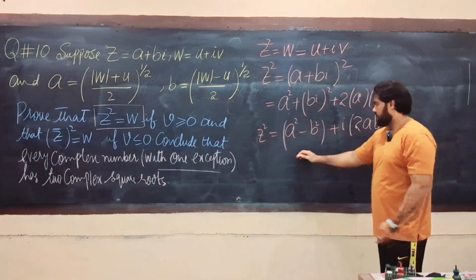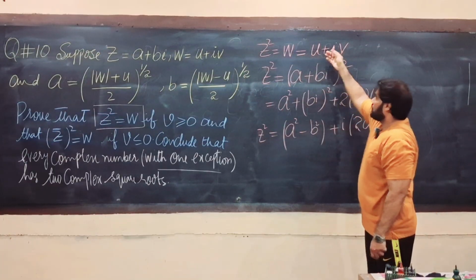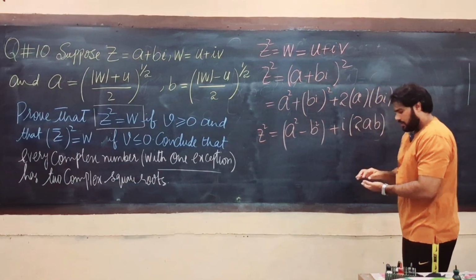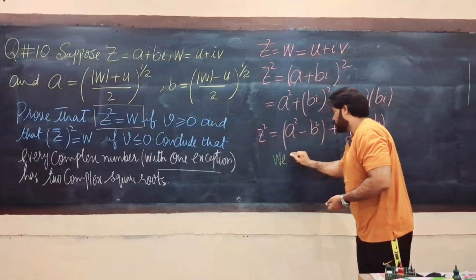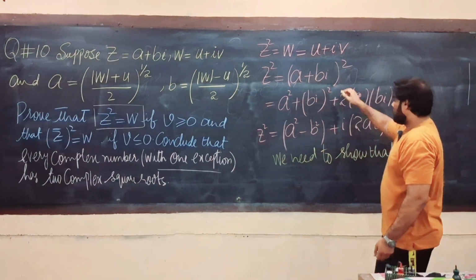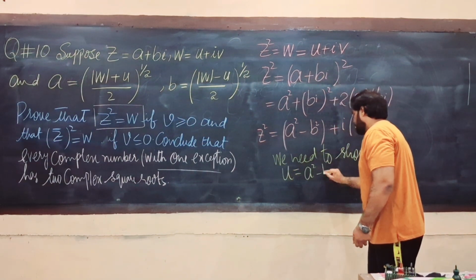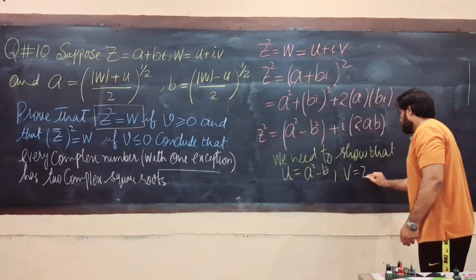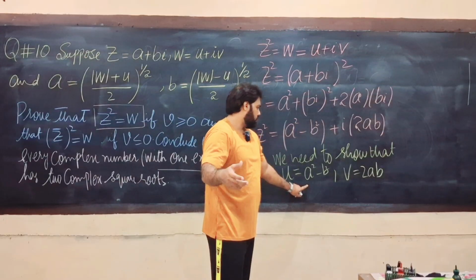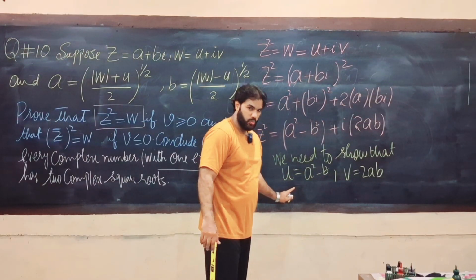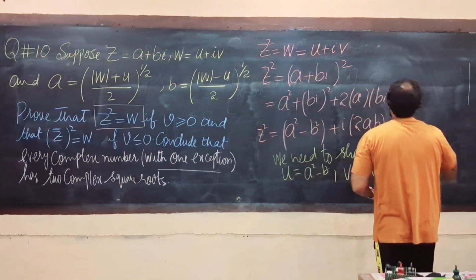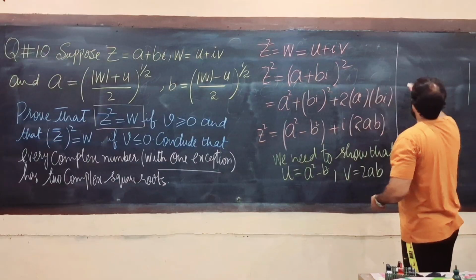Now, if you compare this value of z square with w, because z square is equal to w, and w is equal to u plus iota v, and compare both real and imaginary parts, we need to show that u should be equal to a square minus b square, and v is equal to 2ab. So I will calculate a square minus b square, and show that this number is actually equal to u. Similarly, we will calculate 2ab, and it should be equal to v. So let us calculate a square minus b square here.